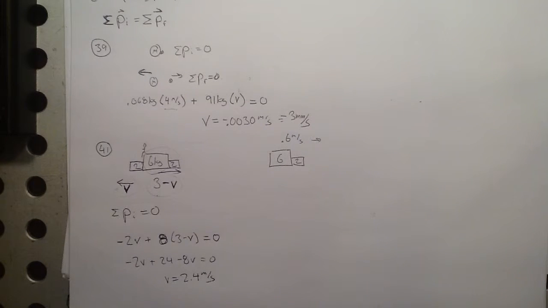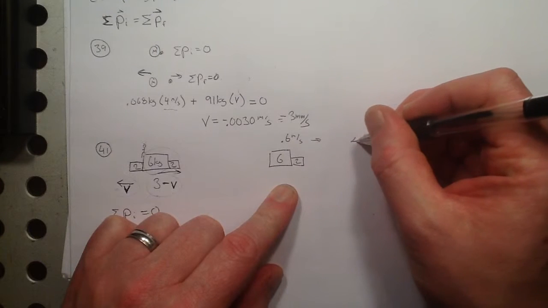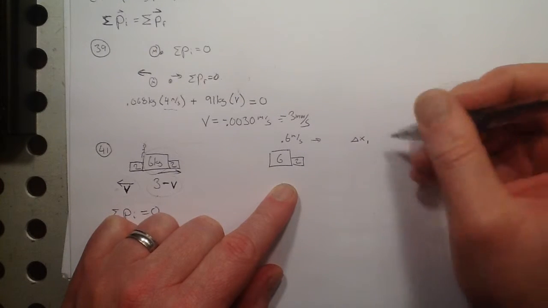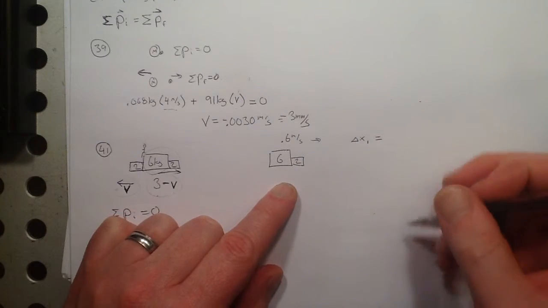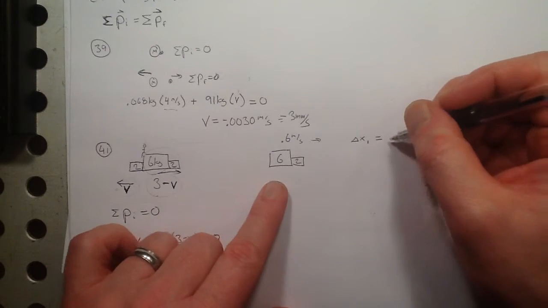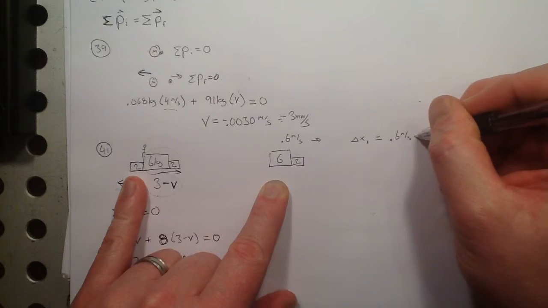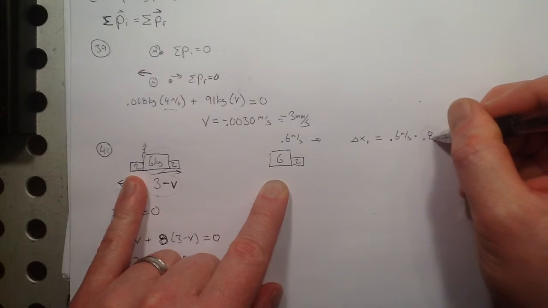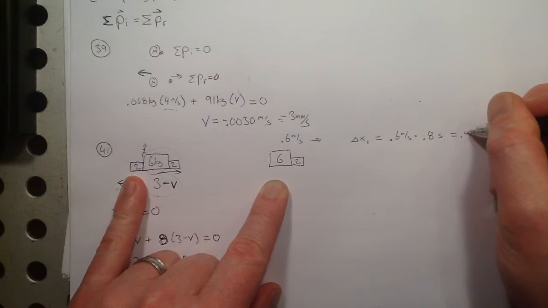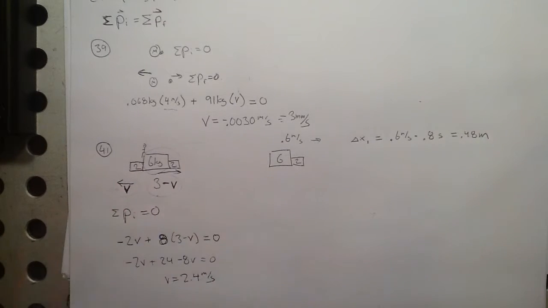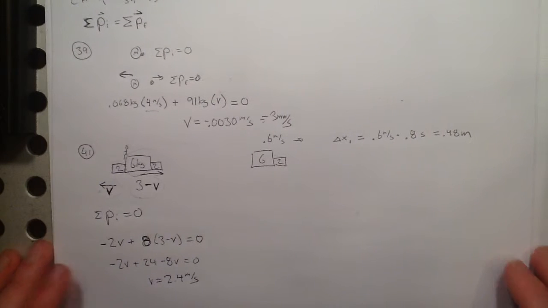Okay, now they're going to cruise for 0.80 seconds. So the distance that they travel in the first phase of this little sequence here, since it's a constant velocity, is just the velocity times the amount of time, which is 0.8 seconds. So that's 0.48 meters. That's what happens in that first bit of time. Okay, now explosion number 2.